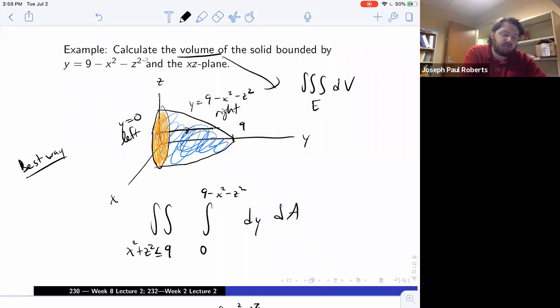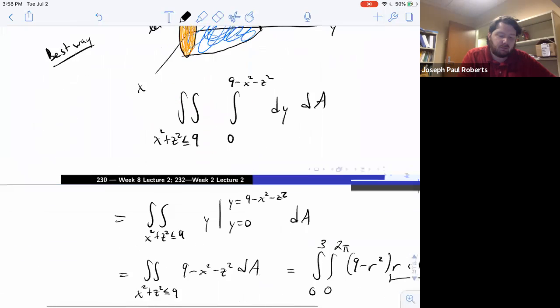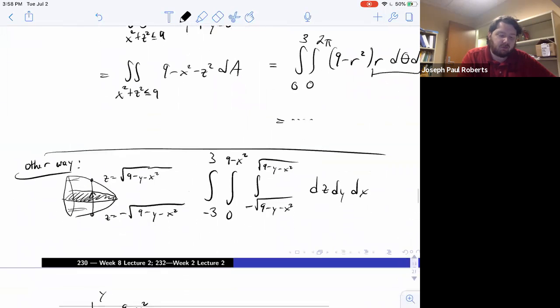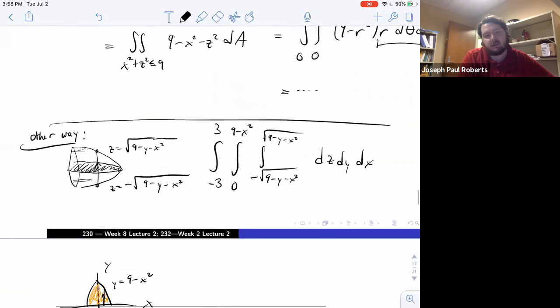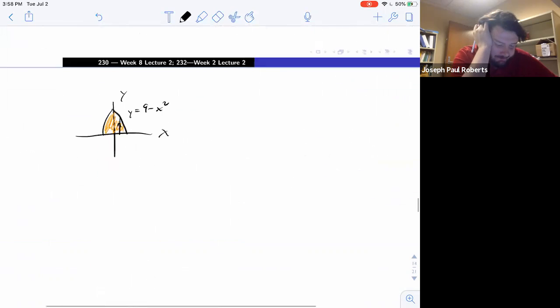Because instead of messing around with this elliptic paraboloid equation, solving for z, you just leave it as y in terms of x and z and use your y bounds on the inside. So no reason to make your life more complicated and set it up with dz on the inside, but it is up to you.